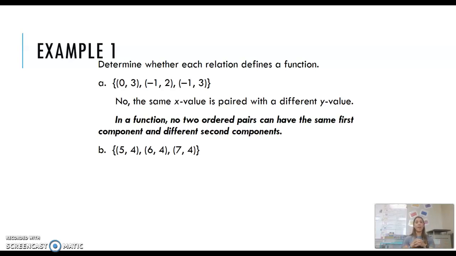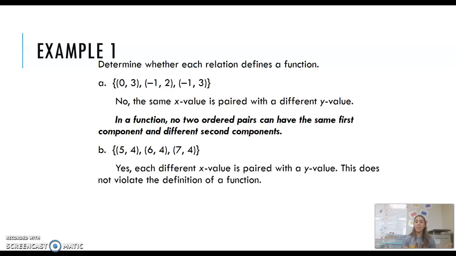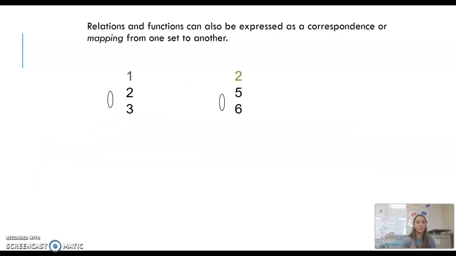Let's try this one. So we've got 5, 4, 6, 4, and 7, 4. So all of our y's are being repeated. So is this a function? Yeah, each x value is paired with a y value. This does not violate the definition of a function. If we were to look at this graph, it would just be a line, right? So at 5, 4 would be right here, and then 6, 4, and then 7, 4. It's not a line, but it would look like a horizontal line if we drew a line through it.